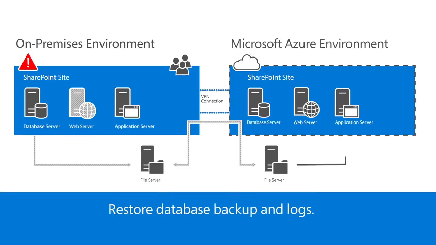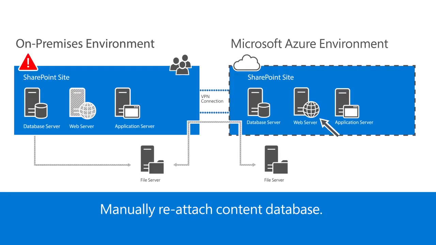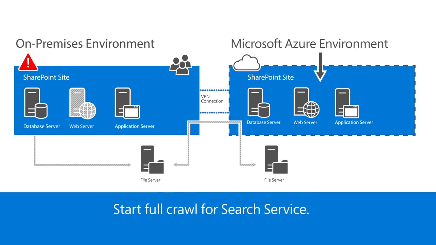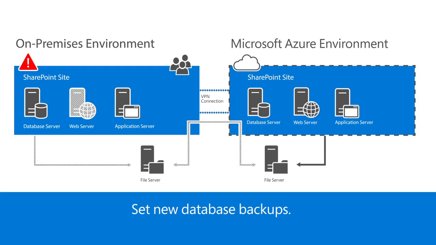Restore the SQL backup and replay the transaction logs in the order they were created using the replicated files. Manually attach the SharePoint database to your web application, which causes SharePoint to recognize the restored site. Start a full crawl on each content source to update the search service. Set backups for the new SQL database so you have all the data needed to switch back to the on-premises environment later. And finally, point your DNS entries to Azure, which redirects users to the newly restored SharePoint site.